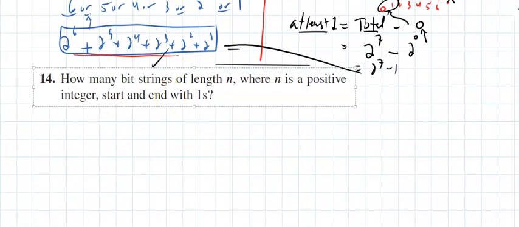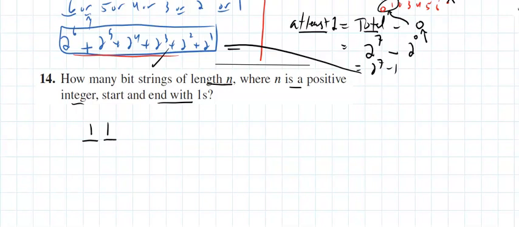They say, how many bit strings of length n, where n is a positive integer, start and end with a 1? Well, let's say 2. Start and end with a 1, that's really 1 of 1. If you have 3, you have 2 choices inside, either a 0 or a 1, so that's really 2 of them. If you have 4, starting with a 1 and ending with a 1, you have a 0 or 1 or 0 or 1, so you really have 4 altogether.